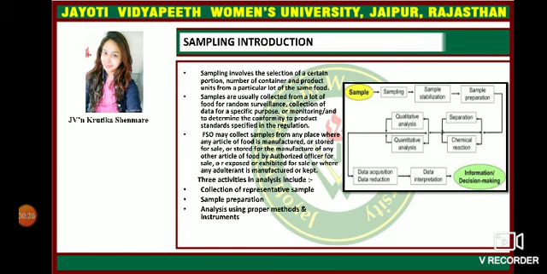Sampling involves the selection of a certain portion or a number of containers and product units from a particular lot of the same food. Samples are usually collected from a lot of food for random surveillance, collection of data for a specific purpose, or monitoring, and to determine the conformity of a product to standard specifications in the regulation.